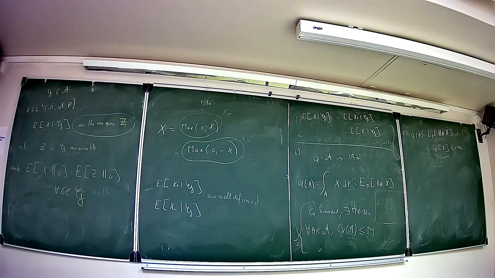Because X is in L1, you consider the integral over A. The integral over A of a positive mapping is something that is less than the integral over omega, that is the whole expectation. So Q is bounded here.